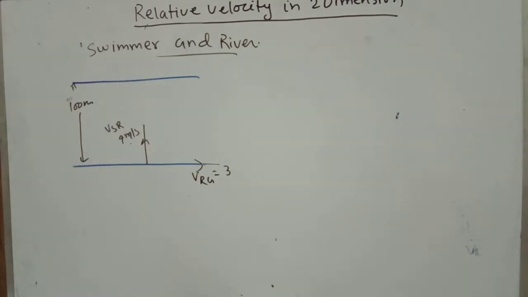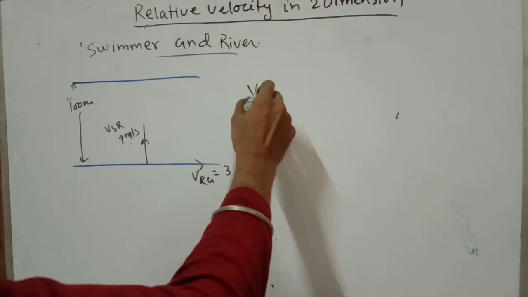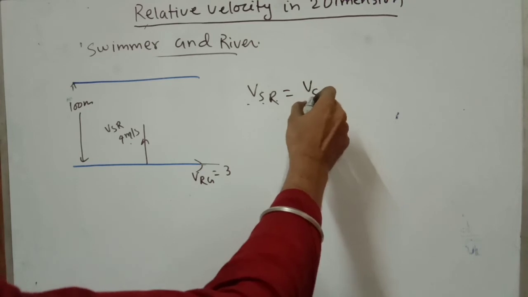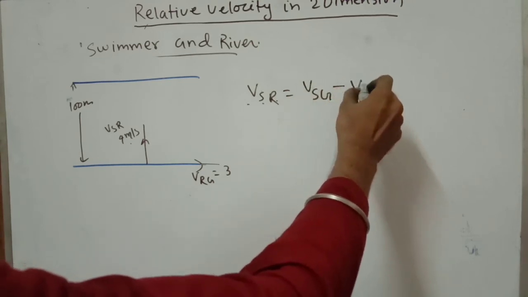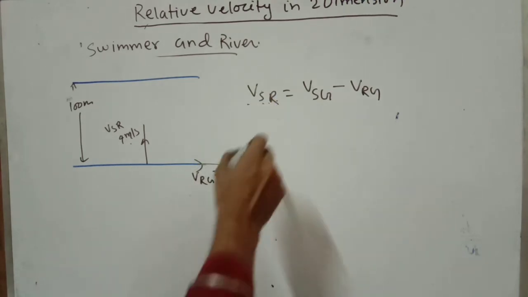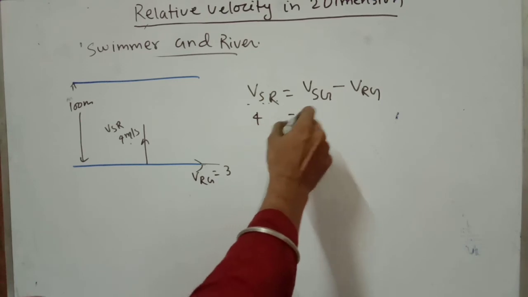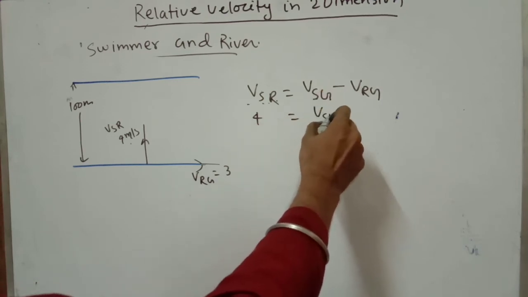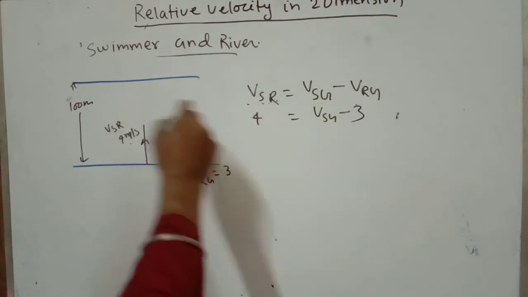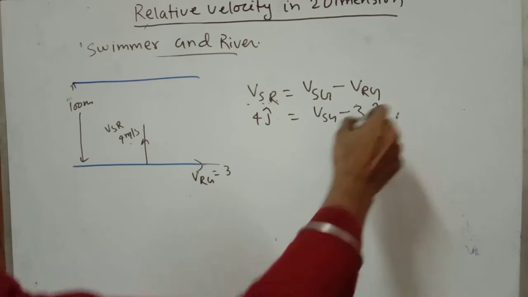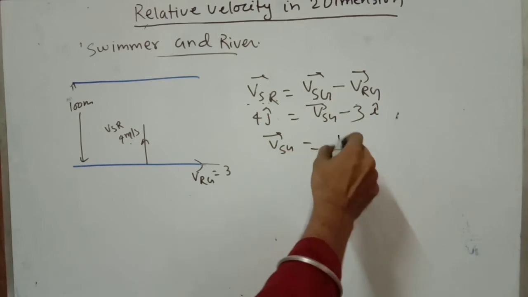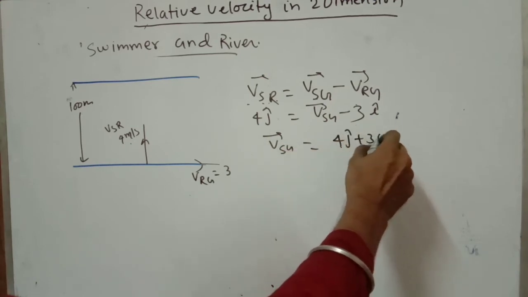Now in this case, we are going to find, first of all, write the velocity of the swimmer with respect to river. You can write velocity of swimmer with respect to ground minus velocity of river with respect to ground. So the velocity of swimmer with respect to river is 4 meter per second, and velocity of swimmer with respect to ground we don't know. VRG is 3, in the direction of 4j cap and in the direction of 3i cap. So VSG you can write 4j plus 3i cap.